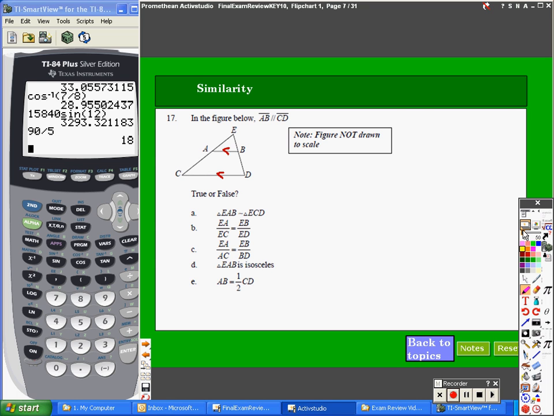And for each of these problems, A, B, C, D, and E, they're asking us to decide whether or not, based on this information, based on these two lines being parallel, do we know that any of these things are true? So let's look at the first one. They want us to know, is triangle EAB similar to triangle ECD?